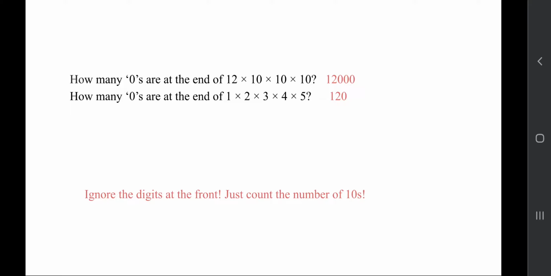But the second question is now tricky. Notice there's no 10: 1 times 2 times 3 times 4 times 5. They are all smaller than 10. How come you have 120? How come there's a 0 at the end?